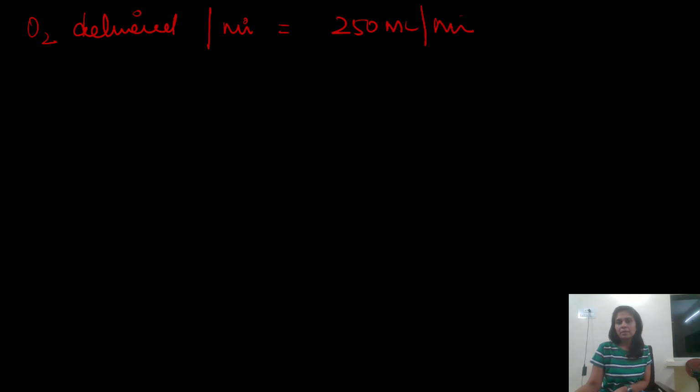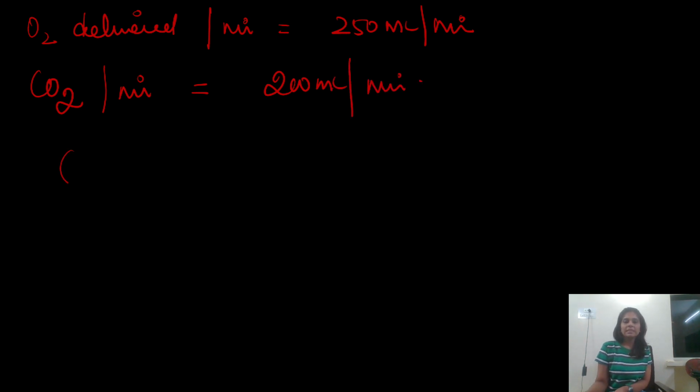Okay. So oxygen delivered to tissues. These are the facts which you should remember. Oxygen delivered to tissues per minute is 250 ml per minute. This is the basal oxygen requirement. Carbon dioxide taken off from tissues is 200 ml per minute.